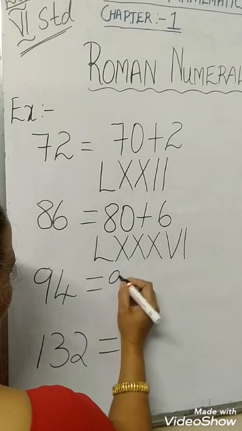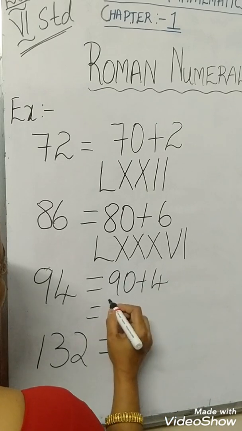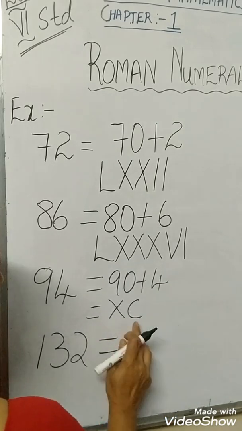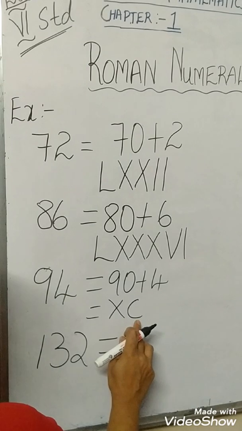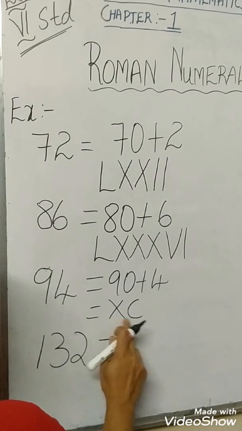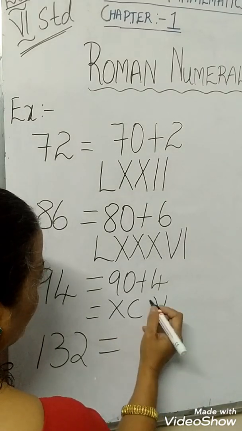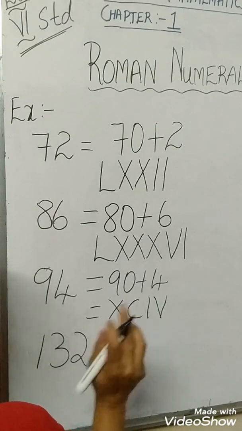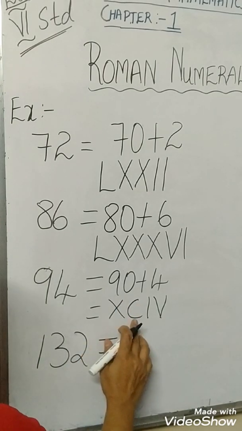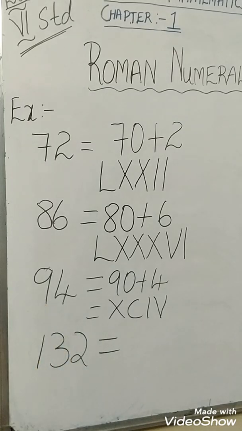Okay? Now, 94. As I told you, it is 90 plus 4. How to write 90? X, C. That is, before 100. C is 100, and before 100 if you write X, it is 10 less, so it is 90. How to write 4? V, and before that if you write I, it is 4. So X, C, I, V is the symbol for 94.